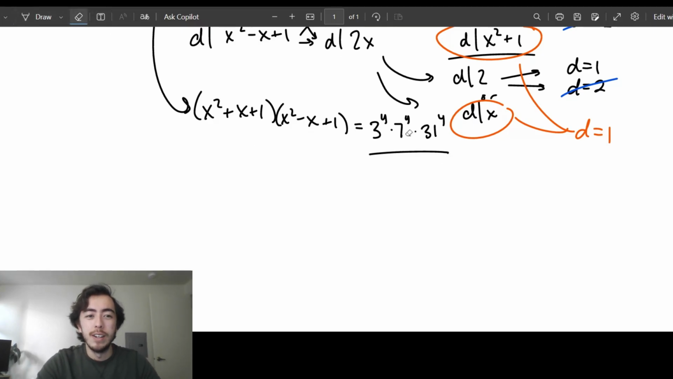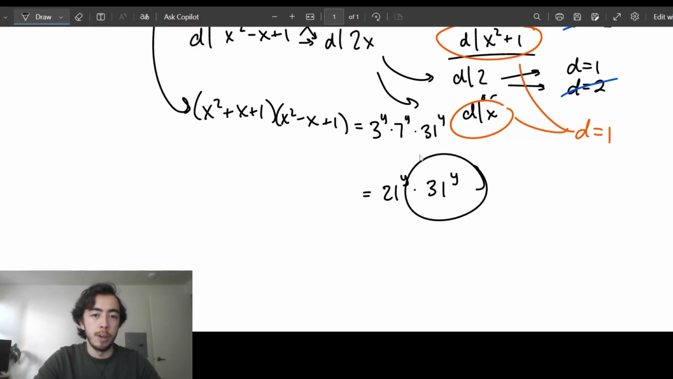Over here, I'm noticing that the 31 is pretty big. And maybe we could think of it real quick as just 21 to the power of y times 31 to the power of y. As we increase y, this term is going to grow significantly faster than that one. That's just kind of how exponential expressions behave.